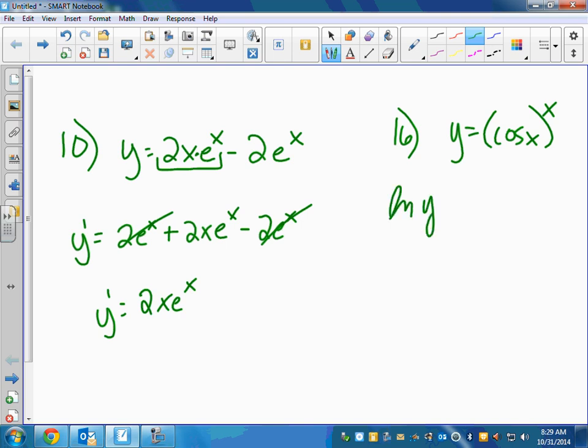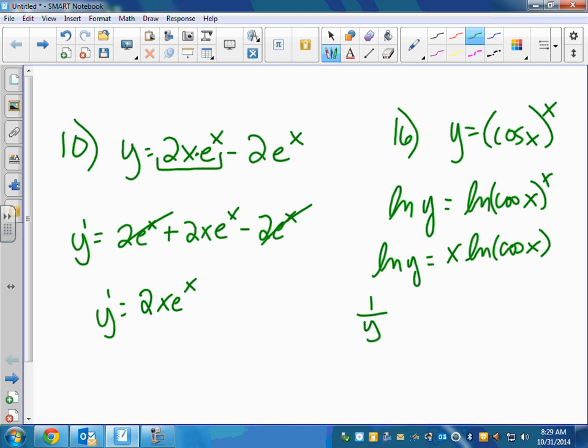So I would say ln of y equals ln of cosine x to the x, which means that I could pull this out front, right? x ln cosine of x. To do the derivative of this now, we need to do the product rule. Right? You can't break this up as addition. You can only break up multiplication inside an ln. So you have to keep those properties straight when you do this.